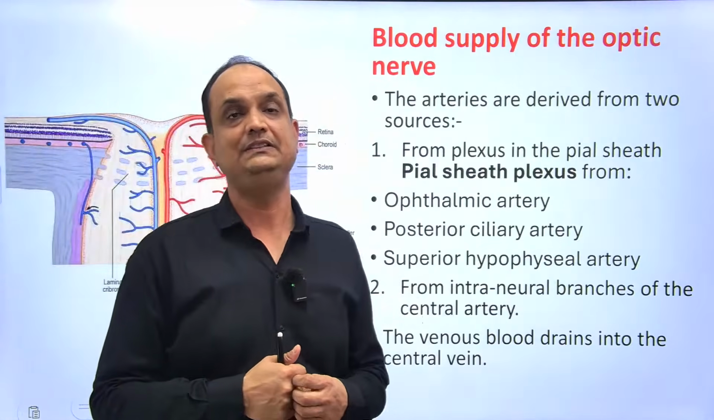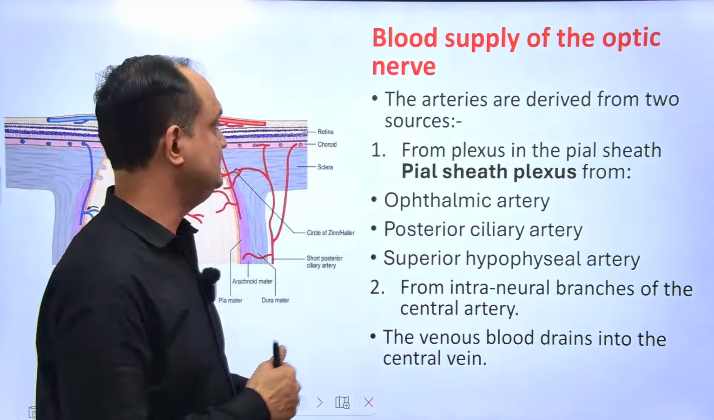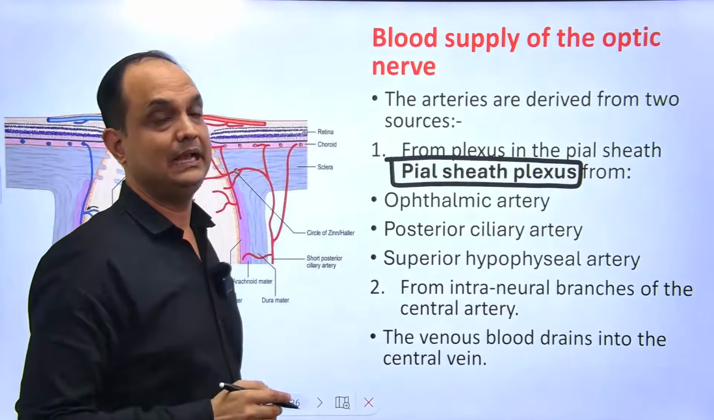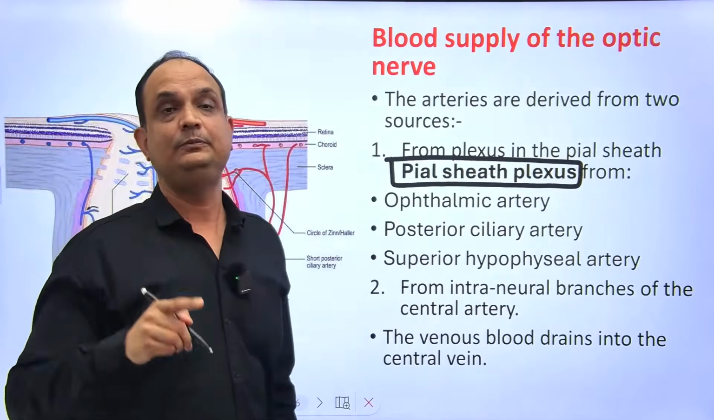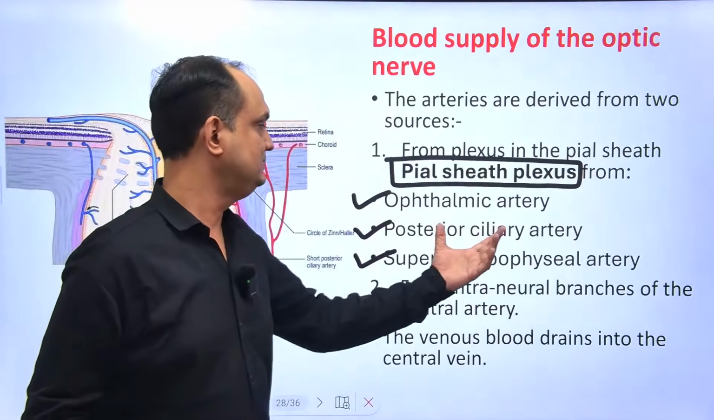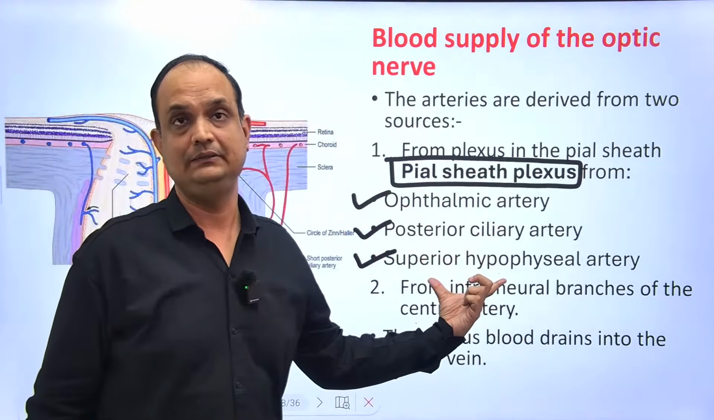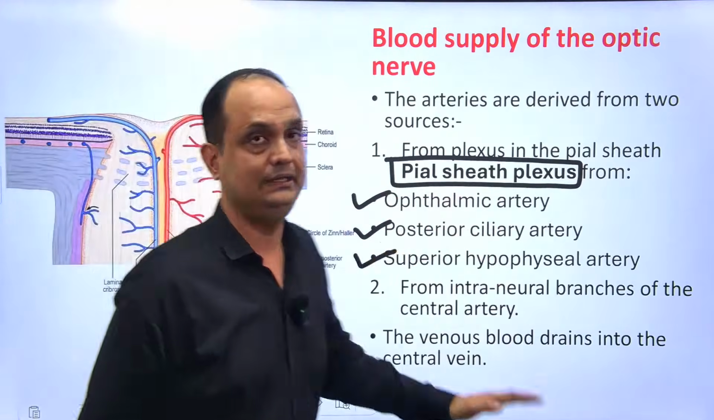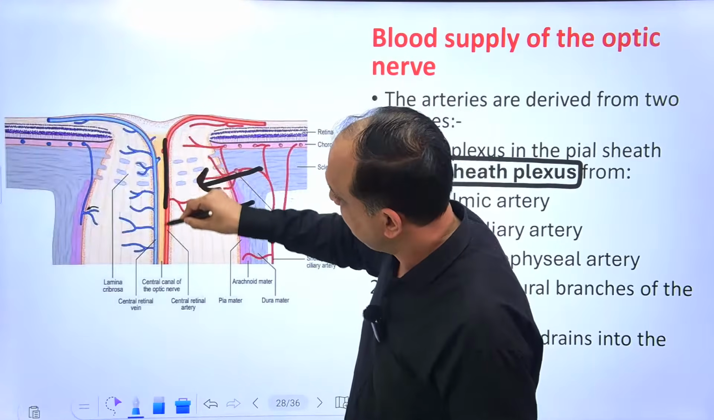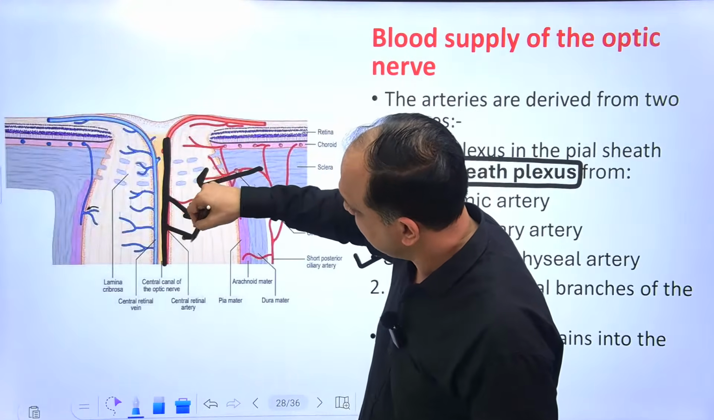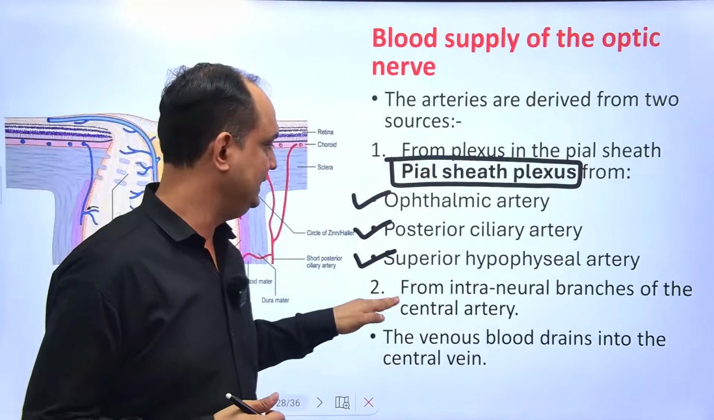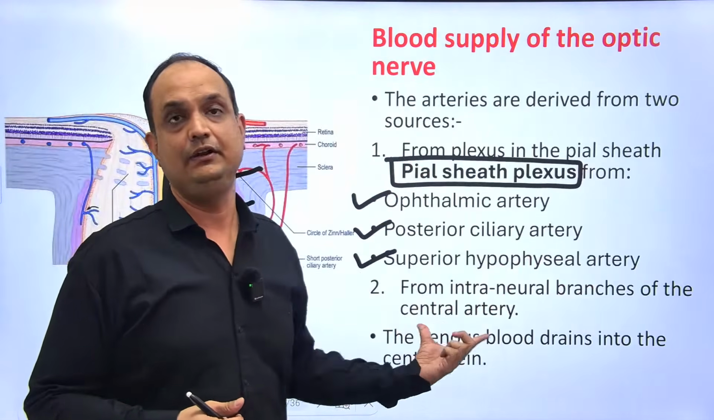The optic nerve is basically supplied by two sources. One source is the pial sheath plexus. What is the pial sheath plexus? I just told you that the pia mater is a highly vascular layer. So there is a plexus in the pia mater which is contributed by three main arteries: ophthalmic, posterior ciliary and superior hypophyseal arteries. The plexus of these three arteries supplies it from the outer side. Apart from that, the central artery of the retina itself gives branches which supply blood to the optic nerve. So the optic nerve has the pial sheath as well as intraneural branches of the central artery of the retina.